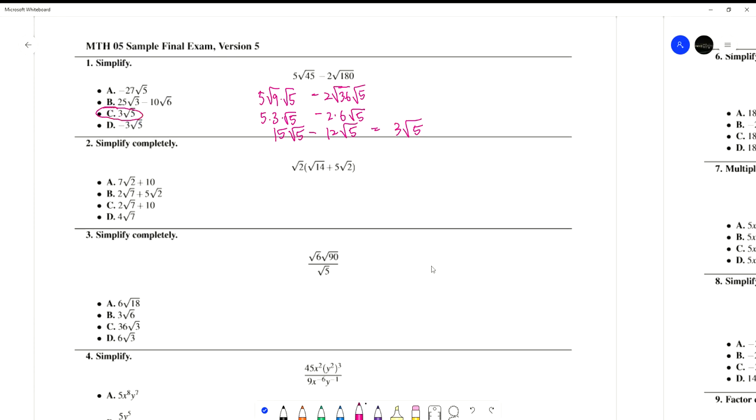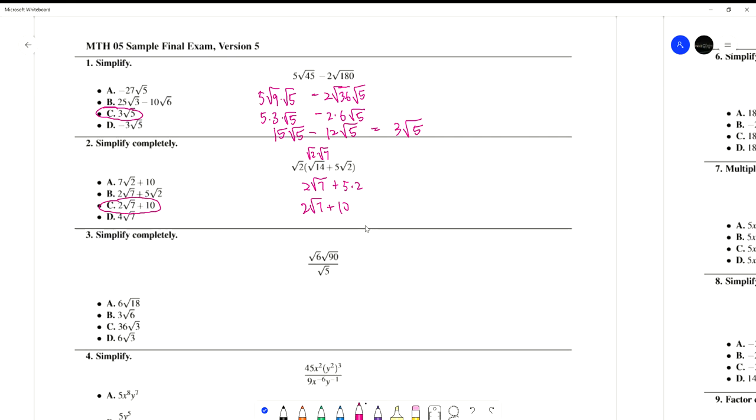And then for number 2, when you're distributing the radical, remember my little trick here? Radical 14 is the same thing as radical 2 times radical 7. And the reason I do that is when you multiply root 2 by root 2, you know that's just a 2. So that's why I get 2 radical 7 plus, and then radical 2 times radical 2 is 2, so this is 5 times 2. So 2 radical 7 plus 10 is answer C.